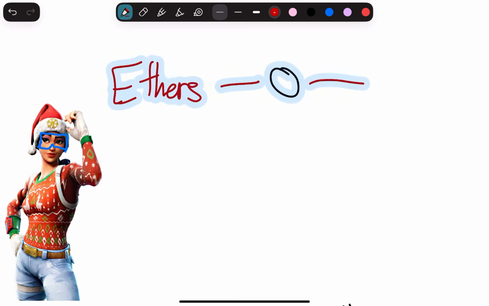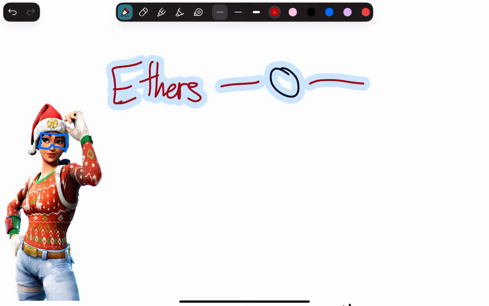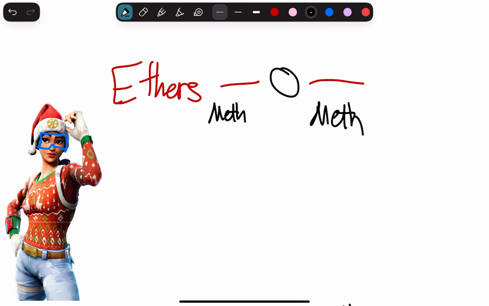So for example, if we have this one right here, we have our oxygen, and then on either side of the oxygen, here we have 1 carbon group. Here we have another carbon group. So how do we go on about naming it? We're going to name one group, and then we're going to name the other group. So the first group has one carbon atom. So it's going to use the meth prefix here. And then this one also has one carbon atom. So it's going to use the meth prefix too.